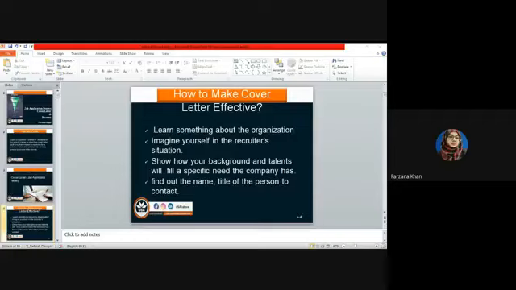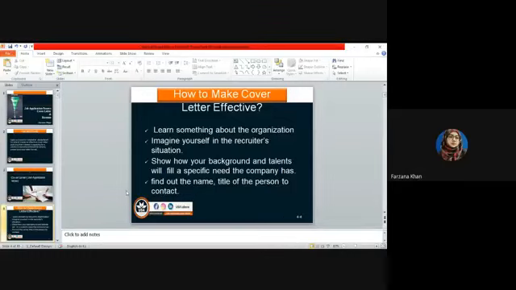You must know to whom you are going to send your cover letter plus your resume. Imagine yourself in the recruiter's situation, in the place of the person who is going to hire you and evaluate your cover letter. Show how your background and talents will solve a particular problem or fill a specific need that the company has. During your research, it is also very important to find out the name and title of the person to whom you are going to send your cover letter and resume.